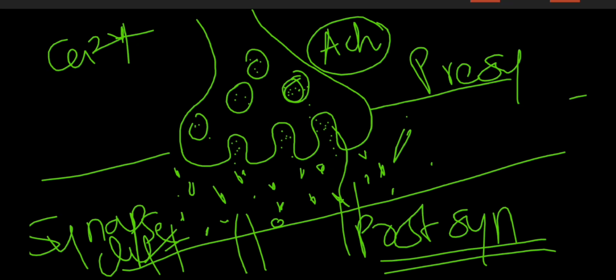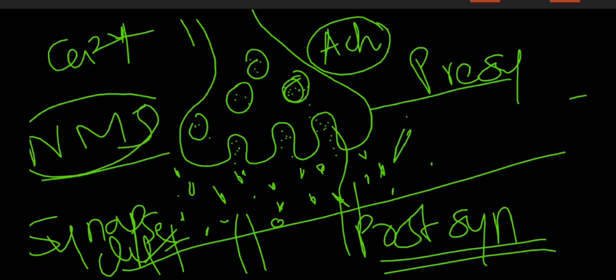The process begins with an action potential. I've told you the process begins with an action potential, an electrical signal. Action potential and electrical signal are the same thing. That will travel down the motor neuron towards the neuromuscular junction. This is known as the neuromuscular junction.